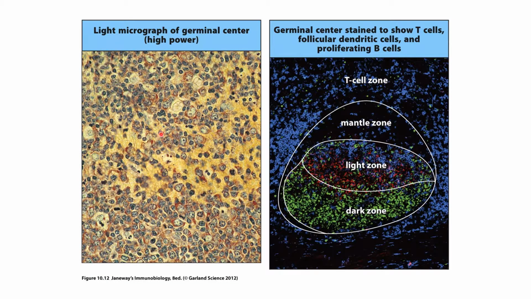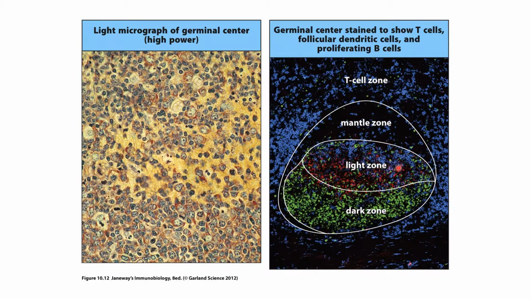When you look at it, you can see here that the cells, depending upon where they're at in the germinal center, are tightly packed or lightly packed. So we see a T cell zone, a mantle, a light zone because they're lightly packed, and then this dark zone where they're truly packed in. You can see here the light zone and dark zone where they stained it, depending upon what they're looking at.